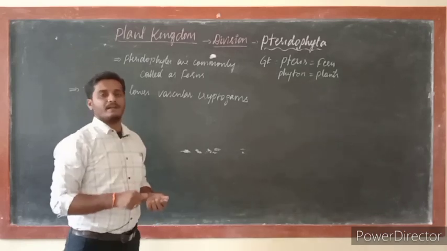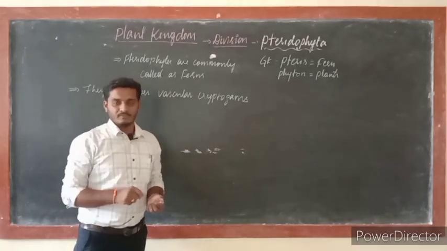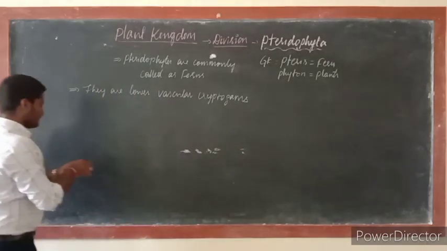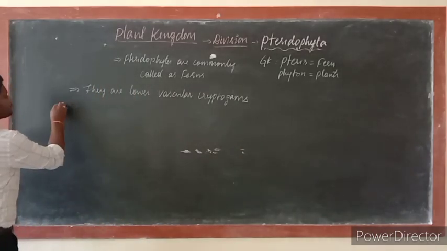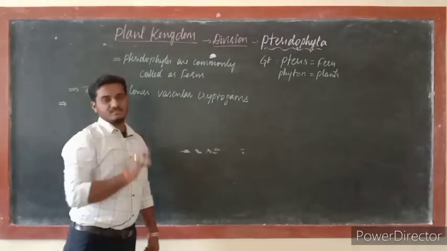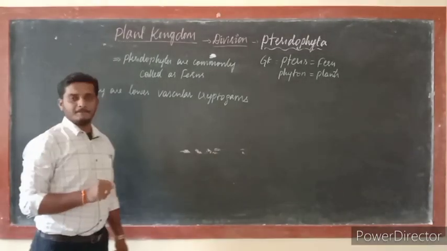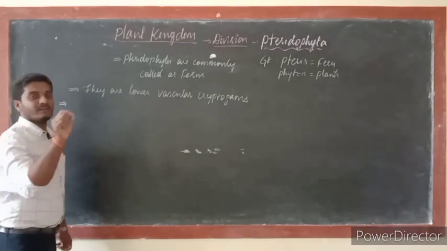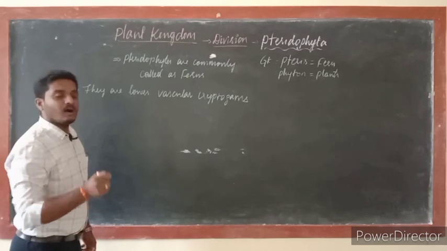And when we move towards the salient features, first the living place of the plant, which we call habitat. See, these plants are seen in moist, cool, shady places. That is the habitat of the plant, and they are the first land plants. They have vascular bundles.